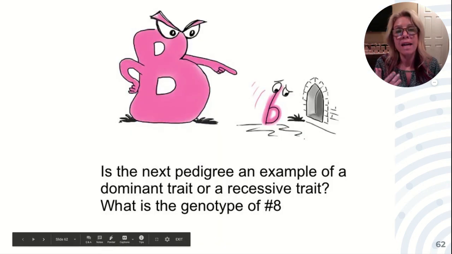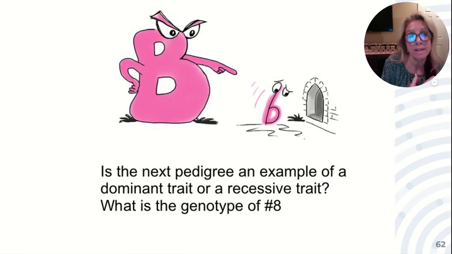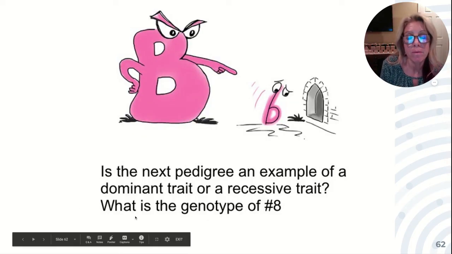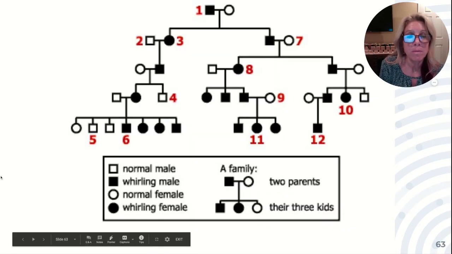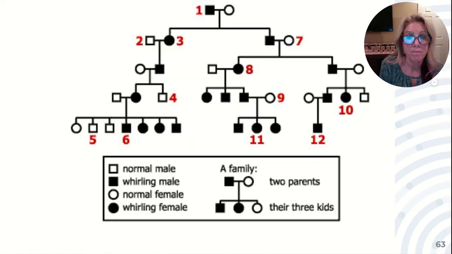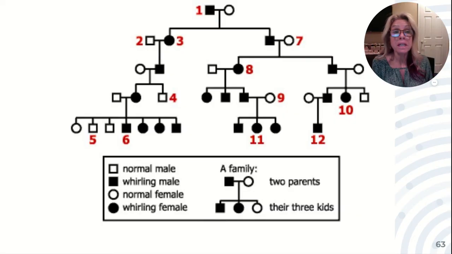And then the next pedigree is an example. Is it an example of a dominant trait or a recessive trait? I'm trying to test you out here a little bit. And then I want to know, what is the genotype of individual 8? Okay, so do you think this would be typical of an autosomal dominant or an autosomal recessive? Okay, you thinking? Okay, so I would say it's an autosomal dominant.